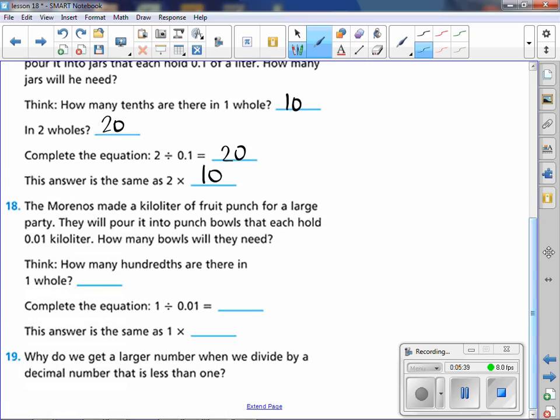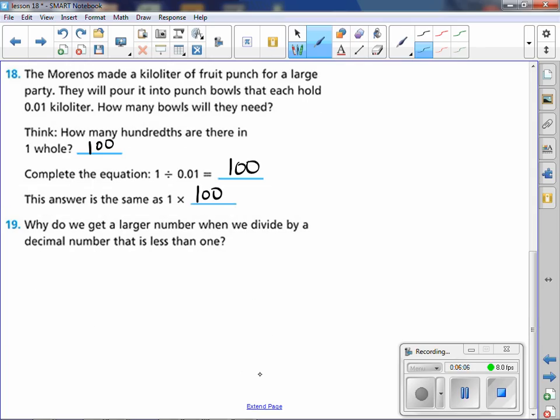Okay. The Marinos made a kiloliter of fruit punch for a large party. They're going to pour it into punch bowls that each hold 100 kiloliters. How many bowls will they need? Well, how many hundredths are there, excuse me, in one? Well, there are 100 hundredths in a whole. So 1 whole divided by 100th is 100. So that's the same as 1 times 100. Okay. Why do we get a larger number when we divide by a decimal number?